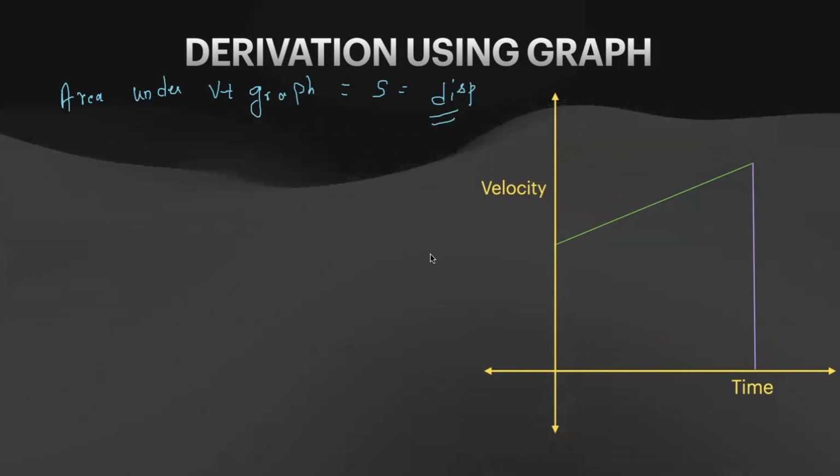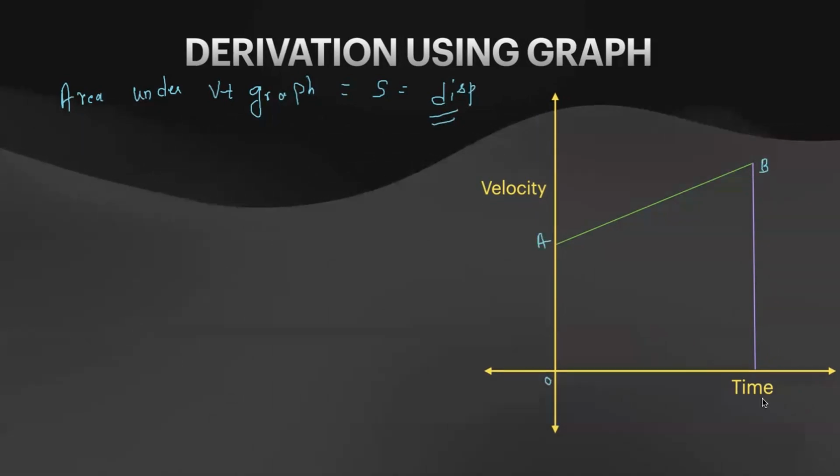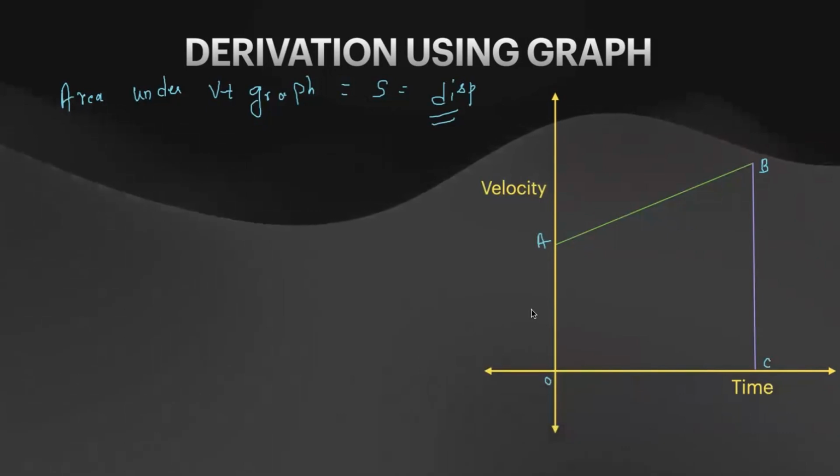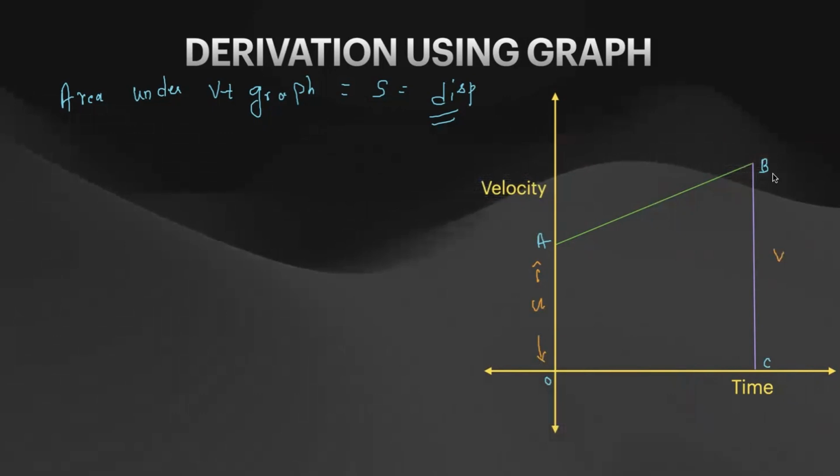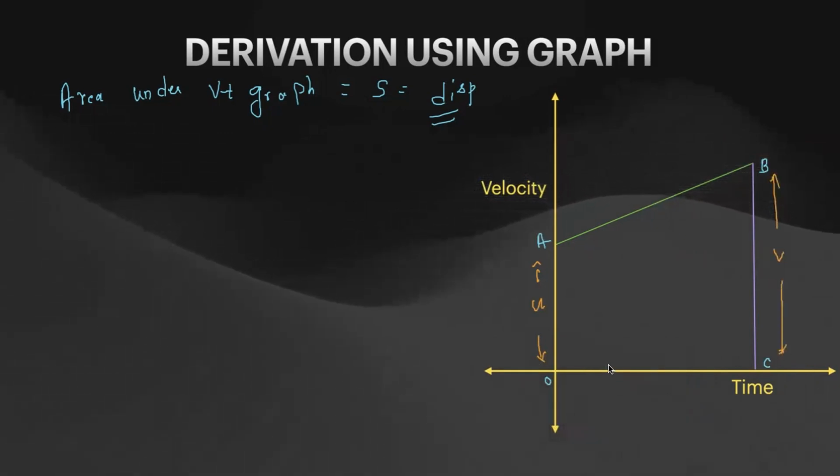Clear? Okay. So let us label this, which is origin O. This is A, this is B, and this is C. Okay. So now quickly tell me, what is OA? OA is nothing but initial velocity. BC is nothing but final velocity. OC is nothing but time taken.